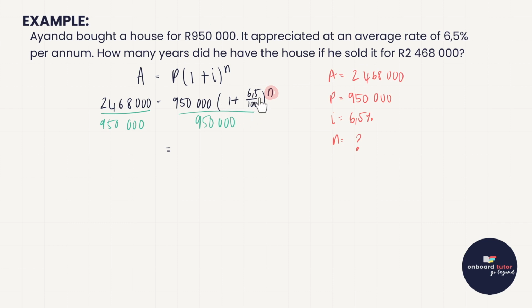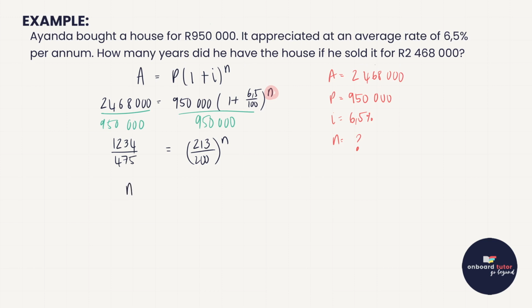I mean, BODMAS would tell us to do that already in grade 8. And we can leave that as an improper fraction too. Okay, so 2.468 million Rand divided by 950,000 Rand simplifies to this, and then 1 plus 6.5 over 100 simplifies to that. Okay, now have a look at this, grade 12. n is our unknown, and it is in the exponent. And we learned in our most recent video that we can make n the subject of the formula if we use logs.